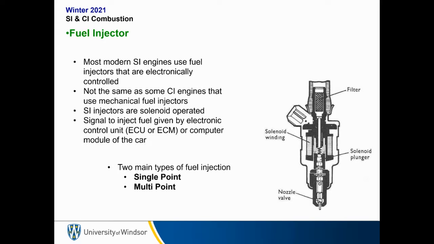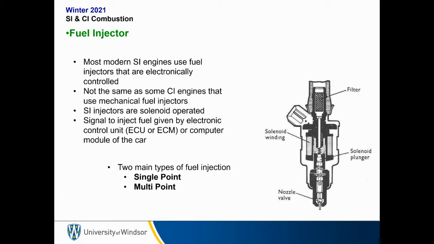Okay, so carburetors have mostly been replaced by fuel injectors. Fuel injectors are electronically controlled. They are not the same as some CI engines that use mechanical fuel injectors. Generally all fuel injectors in spark ignition engines are electronically controlled. They're operated by a solenoid, and there's a signal to inject the fuel given by the computer control unit or computer module of the car. So essentially you have better control over the amount of fuel that's being injected into your intake.